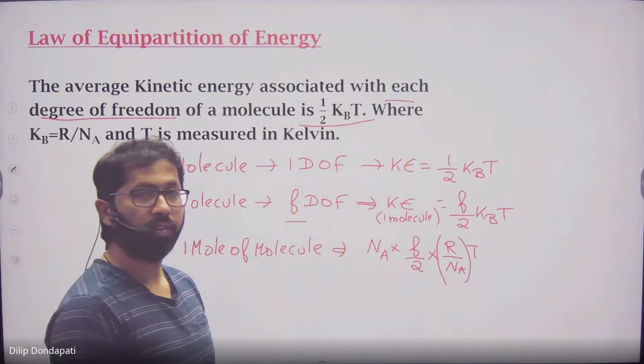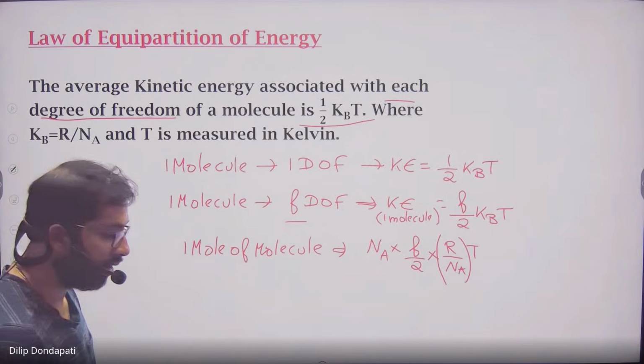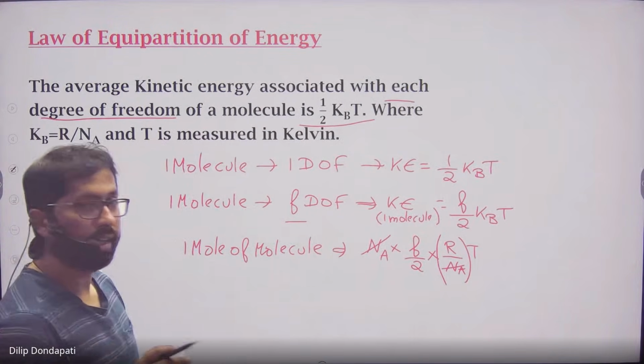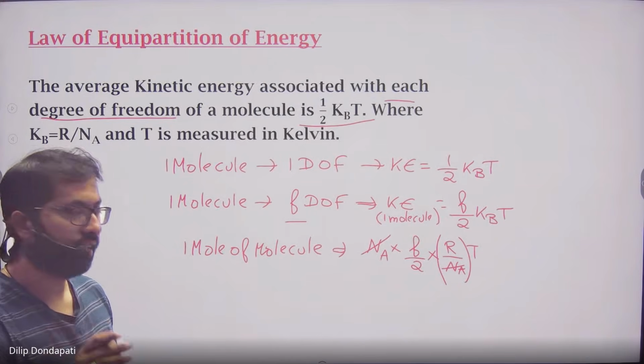Sir, but if you take average, it will always be 3/2, no? Yes, generally 3/2 in translation. For an ideal gas, you have to use 3/2. If they do not say average and mention ideal gas, you can take 3/2.